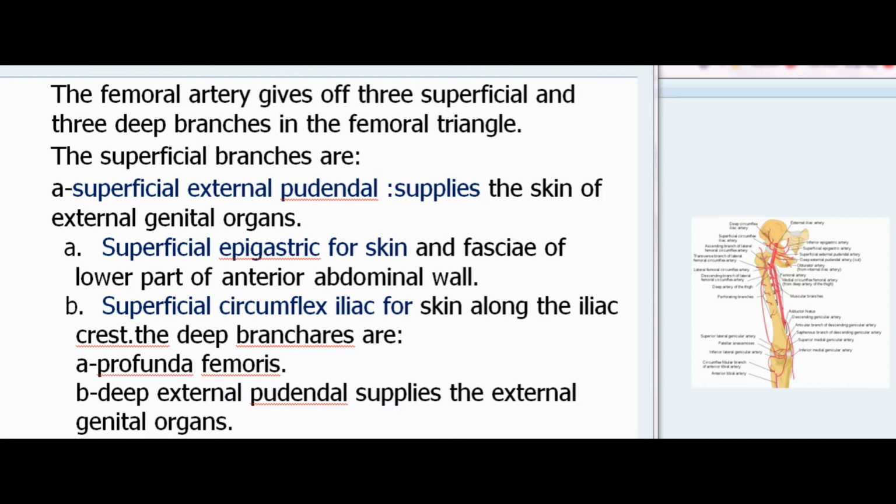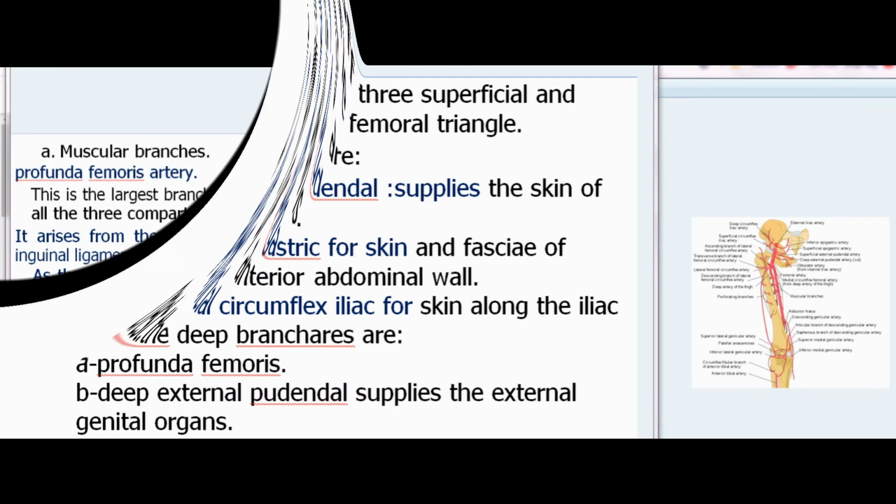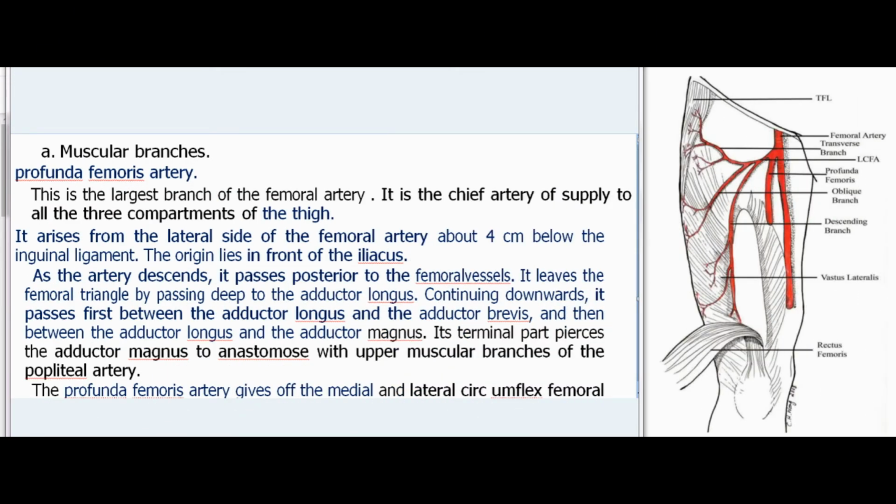The deep branches are: A. Profunda femoris. B. Deep external pudendal supplies the external genital organs. C. Muscular branches. Profunda femoris artery. This is the largest branch of the femoral artery. It is the chief artery of supply to all the 3 compartments of the thigh.